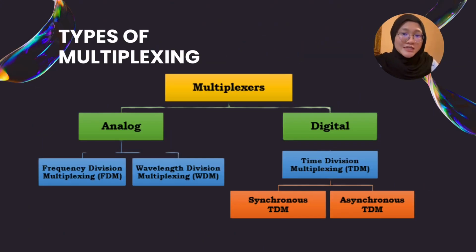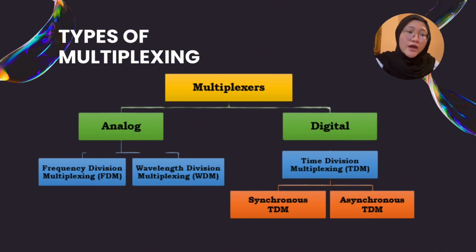Types of multiplexing. Multiplexing has analog and digital types. For analog, we have frequency division multiplexing, FDM, in which each signal is sent on a different frequency, for example radio and TV channels. Next, we have wavelength division multiplexing, WDM. It uses different colors of light to send data, often used in fiber optic cables.